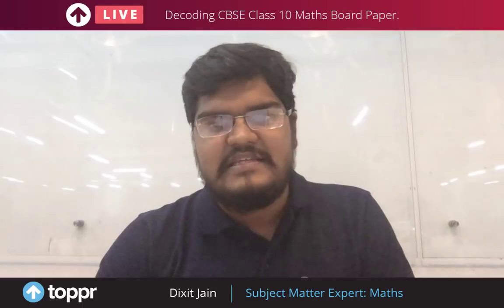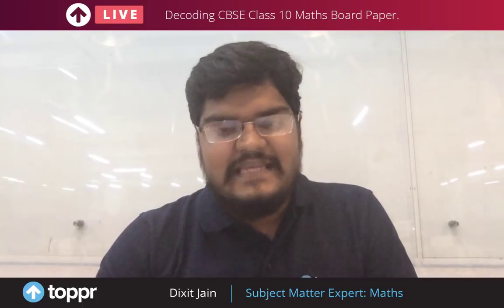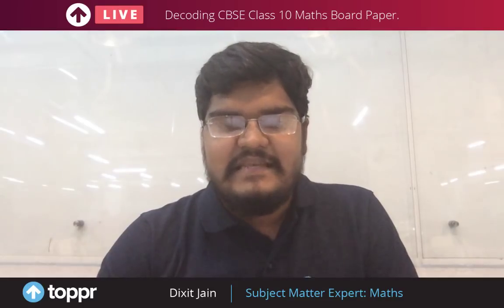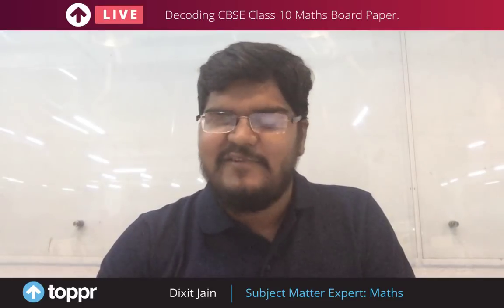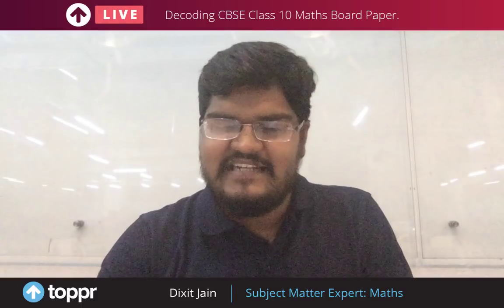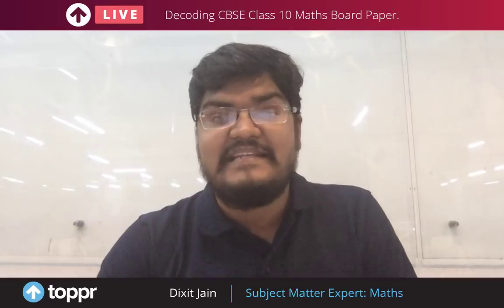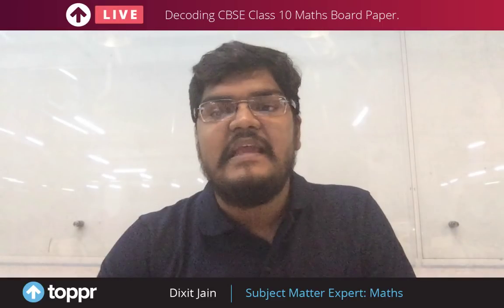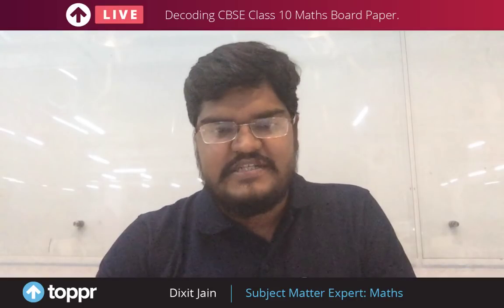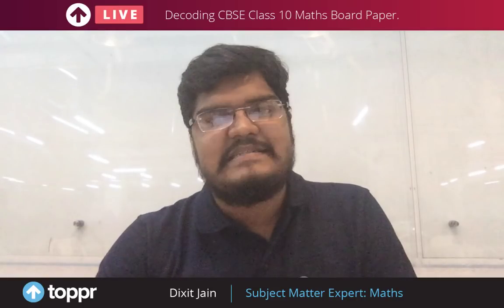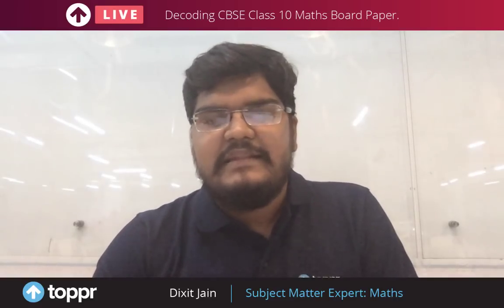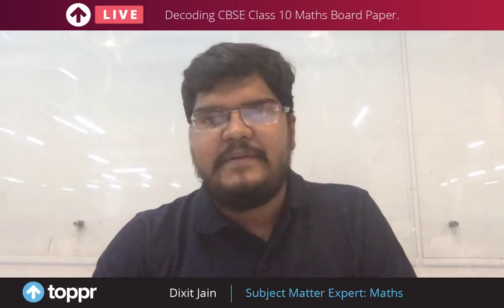Constructions: last year and this year it was the same, one question of 4 marks. Areas related to circles: 7 marks last year, this year only 3 marks. Surface area and volume: last year 13 marks, this year 12 marks. Statistics: last year surprisingly no question, but this year 11 marks if you take the choice question into consideration. And probability: last year it was 8 marks, but this year just 4 marks. So this basically rounds off our paper pattern discussion.